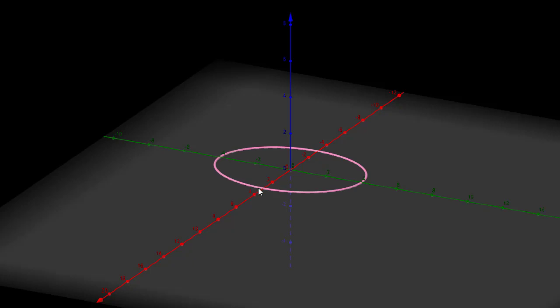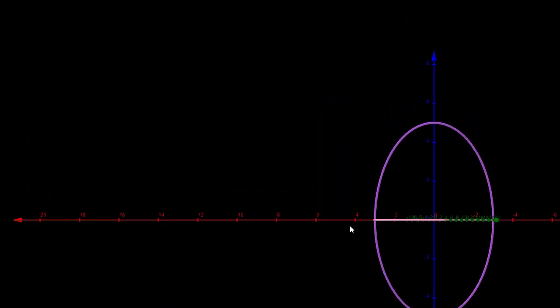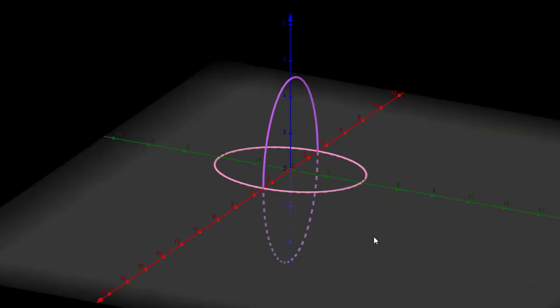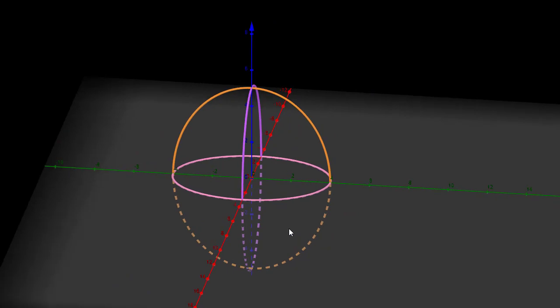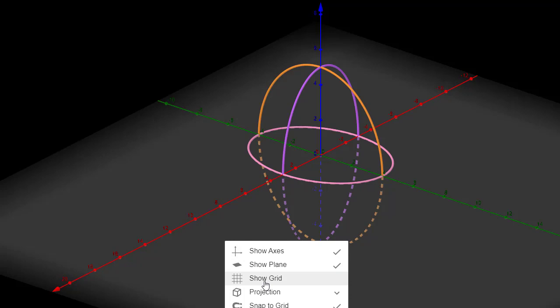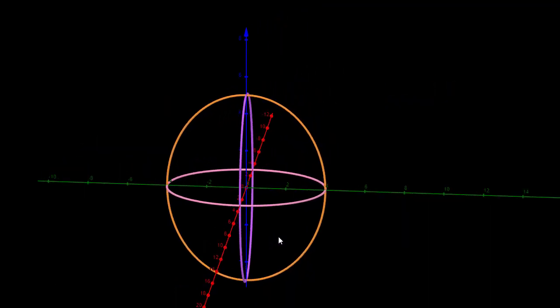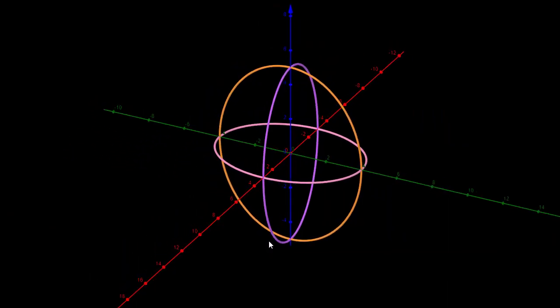So here we are at 3 in the X and 4 in the Y. Here is the XZ trace. Right, so as I said, when you look at it straight on, that's sort of what you get. And then here is the YZ trace. And when we take all 3 of them together, we get basically the skeleton of this surface.